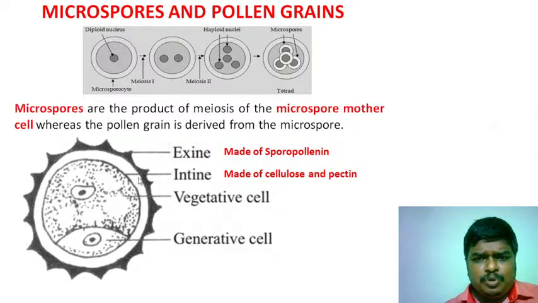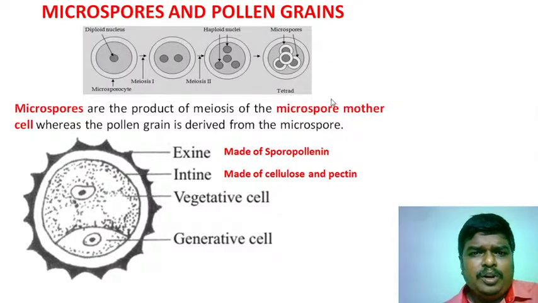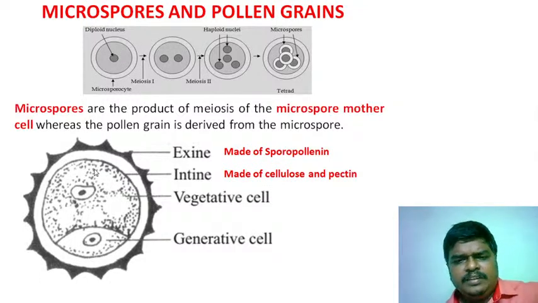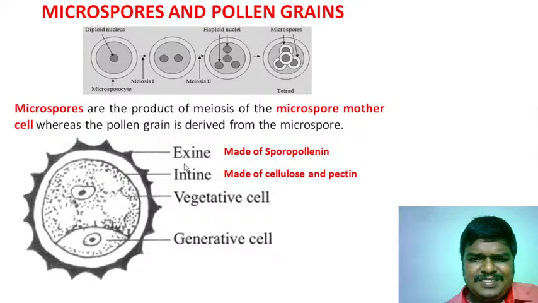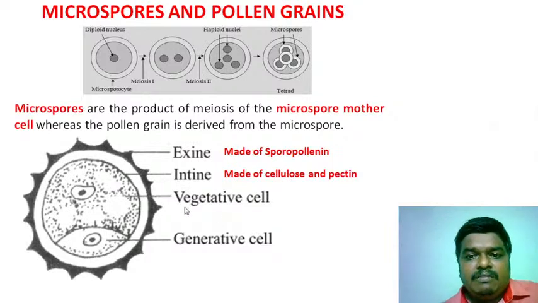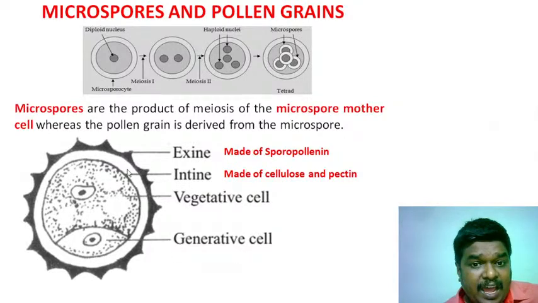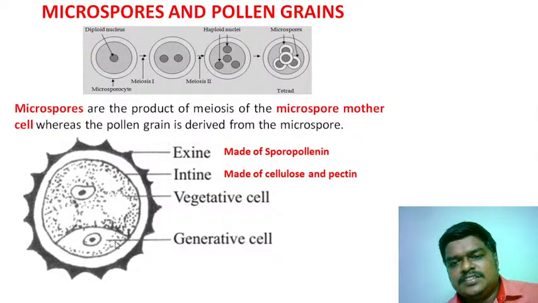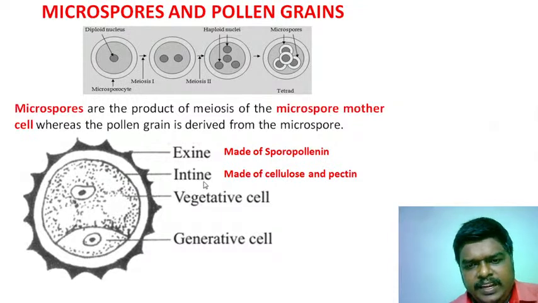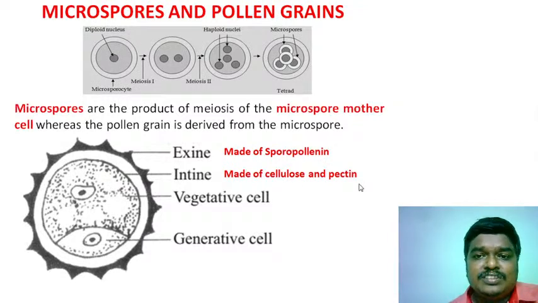Next, these are the microspores and pollen grains. So now we know that 4 microspores are formed. These 4 microspores get separated and form pollen grains. This is a typical structure of the pollen grain, with the outer layer called exine and inner layer intine, and then the vegetative cell and generative cell. They have a large vegetative cell and a small generative cell. The exine, the outer layer, is made up of sporopollenin, and the inner layer, intine, is made up of cellulose and pectin.